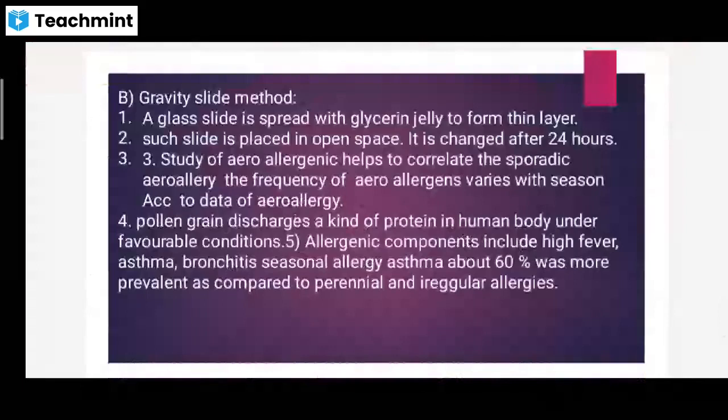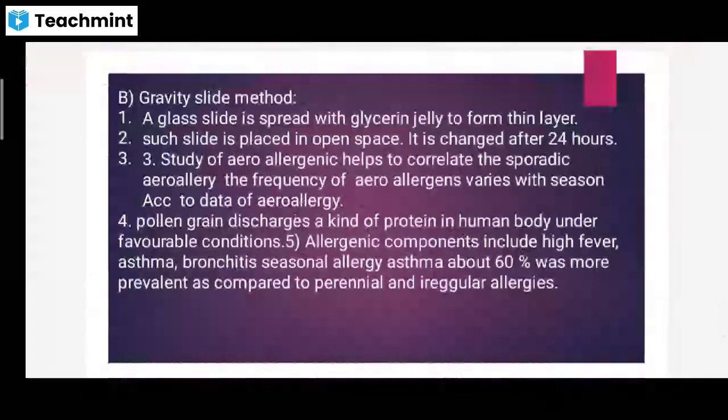Gravity slide method. A glass slide is spread with glycerin jelly to form a thin layer. Such a slide is placed in open space. It is changed after 24 hours. Study of aeroallergens helps to correlate sporadic allergy.